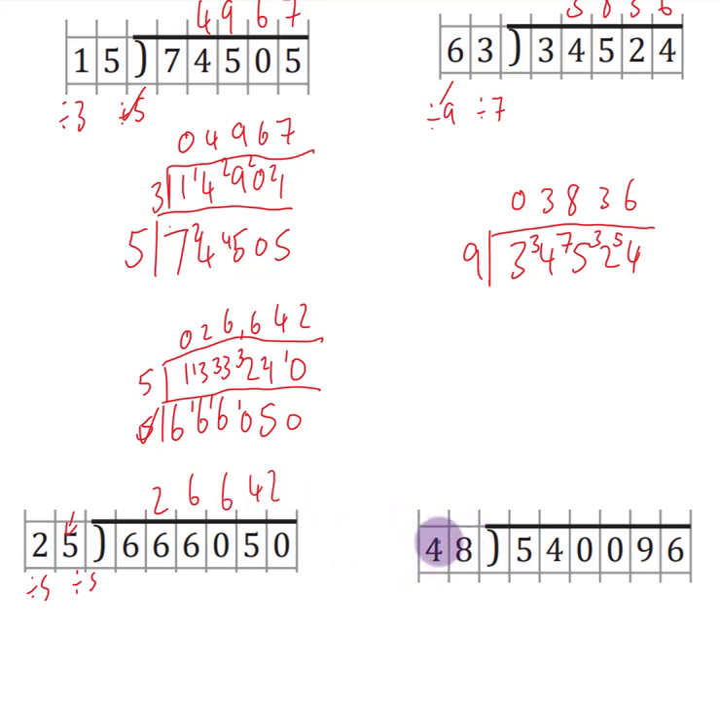And the final one, so 48. So this time, 2 numbers that multiply together make this. You could do 4 and 12. I'm going to do 6 and 8. Just to know my 6 and my 8 times table is slightly better than my 12. So I'm going to divide by 8 first. Actually, 6 first, because 54 and no 6 goes into that.